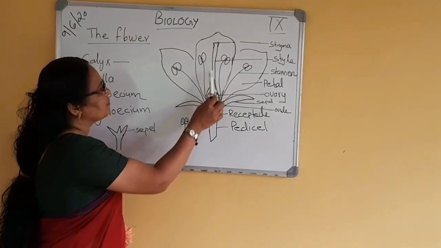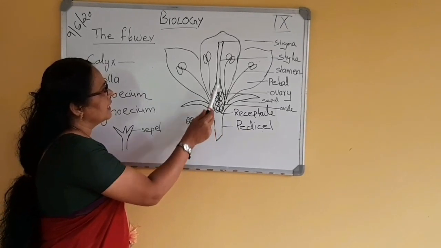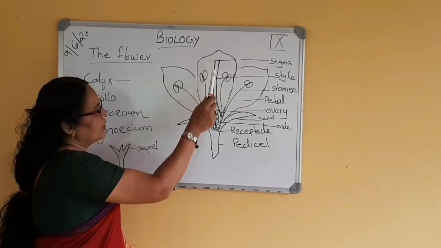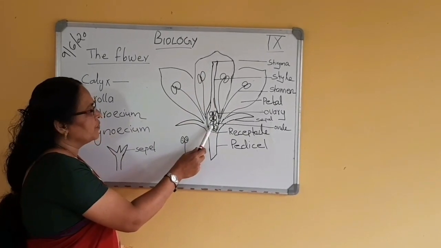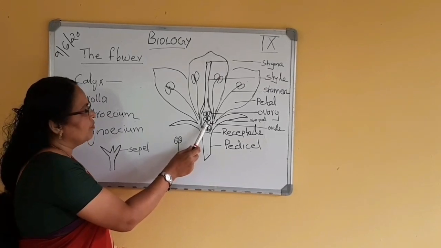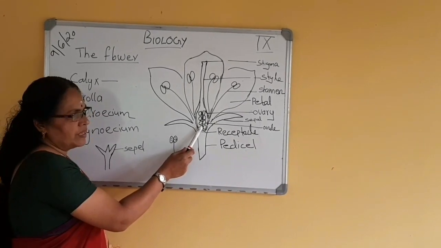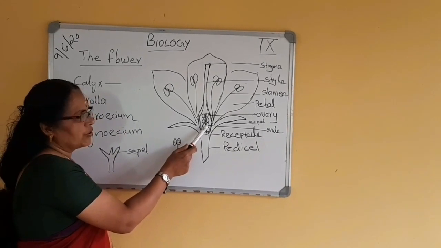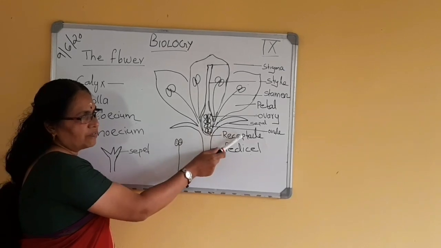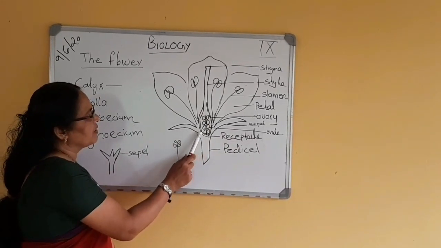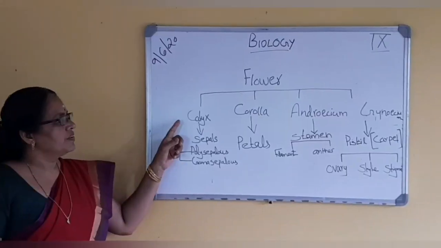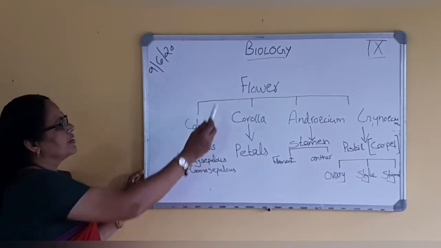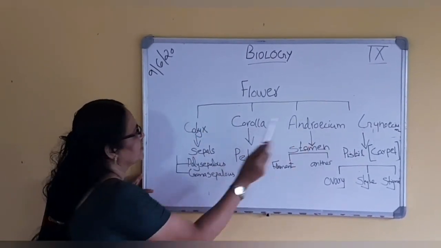So pistil or the carpel consists of the basal ovary, the middle style and at the tip of it there is a stigma. The ovary of the flower produces the ovules. The ovules are the female sex cell of the flower. These ovules grow into the seeds of the fruit, and the ovary of the flower grows into the fruit. So let us study about the parts of the flower with the help of a flow chart. So a flower consists of 4 parts.